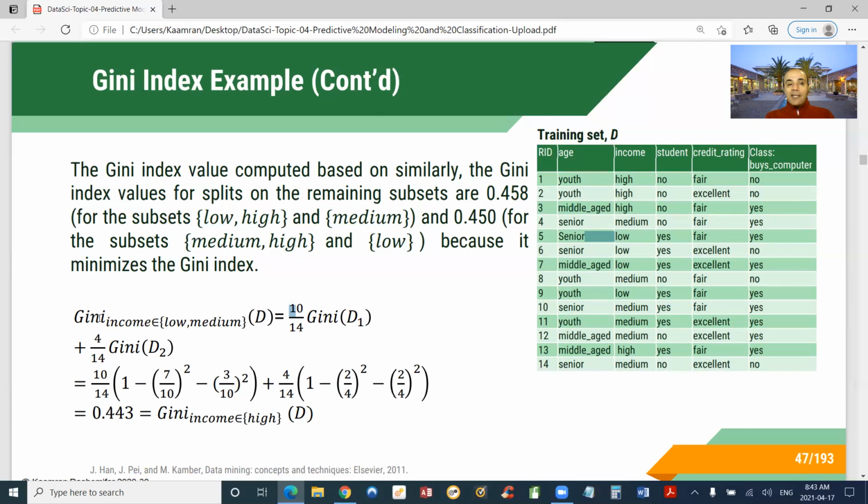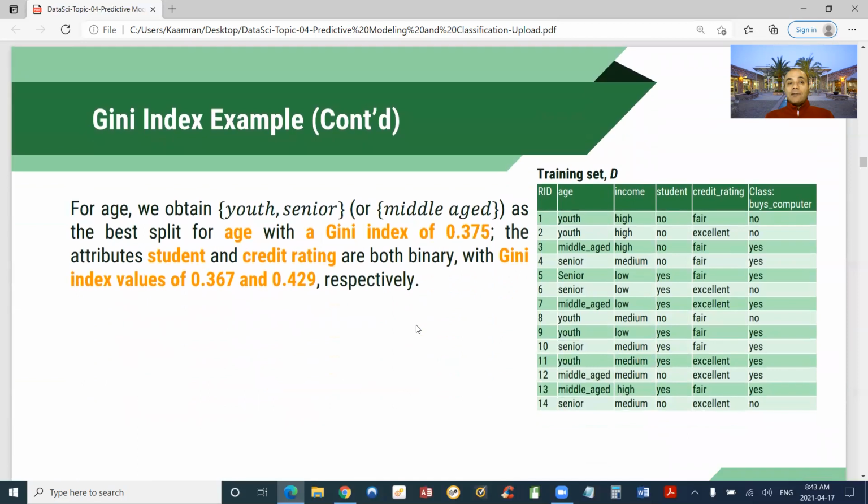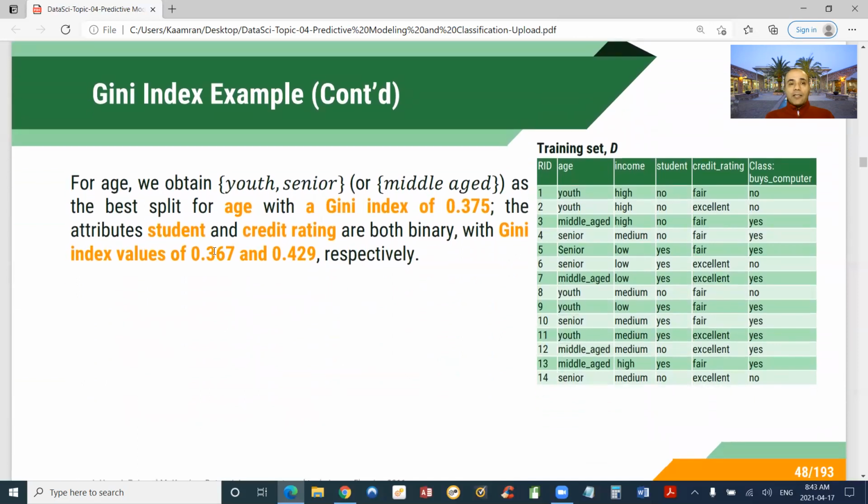And keep in mind that the Gini of low and medium is exactly the same as Gini as high, because you're always looking at the complementary. If you say high first, obviously you need to consider the low and medium anyway. So it's low and medium, high, high, and low and medium. So these two are actually the same. So this is going to be the Gini index for low and medium, okay? And then when you calculate that, we have done it already, for example, and we got the Gini index values of 0.367 and 0.429. And the best split is going to be on the age.